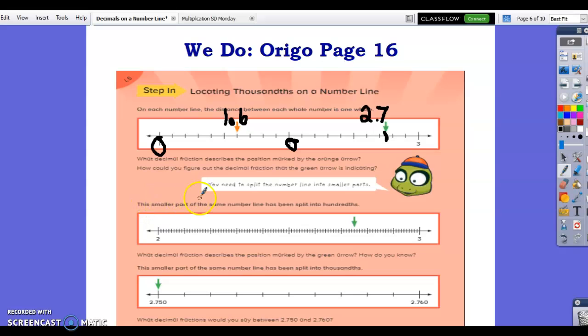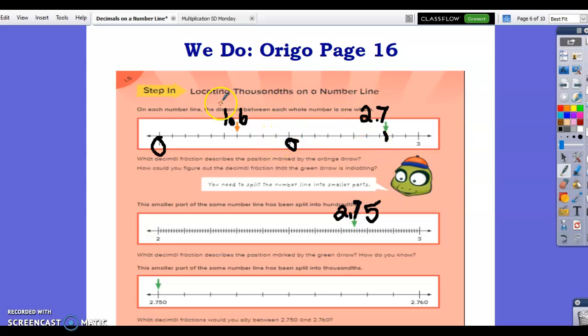So the smaller unit part is the same number line, it's just been split into hundreds. So again, we know it's going to be 2 and 7/10, but then when we look, we have our 1/10, 2/10, 3/10, 4/10, 5/10, 6/10, 7/10. So then I would count 71, 72, 73, 74, 75. So it's actually 2 and 75 hundredths.